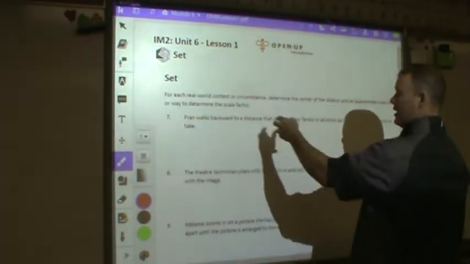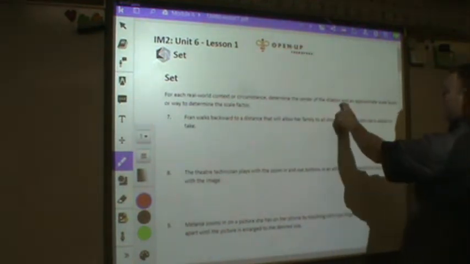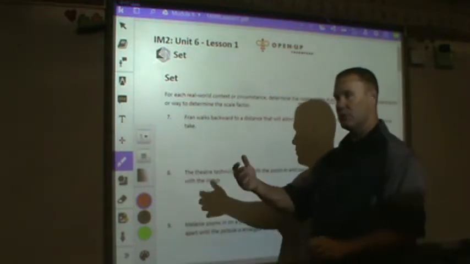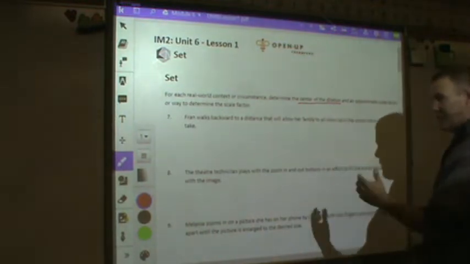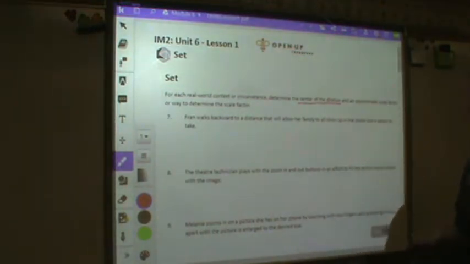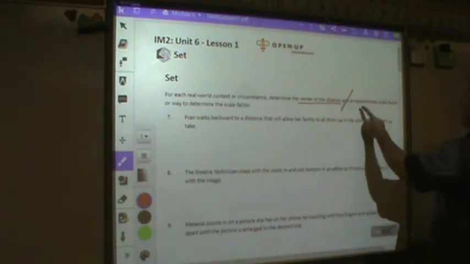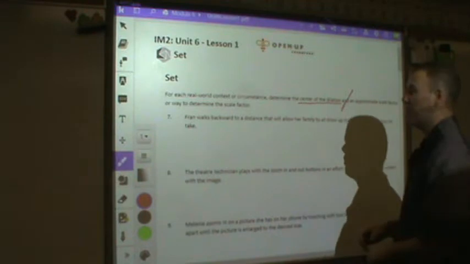So for instance, it says for each real world context or circumstance, determine the center of dilation. That's kind of the focus of the Desmos activity: to go back and look at what the center of dilation is. What do we mean by center of dilation? And the second thing, because it says "and" right here, is approximate a way to find the scale factor. How would you determine that?